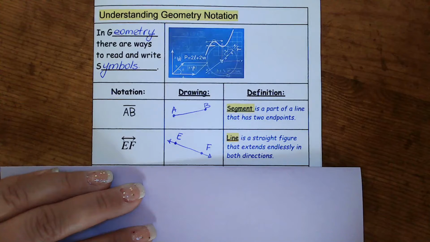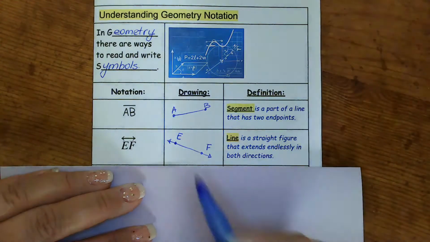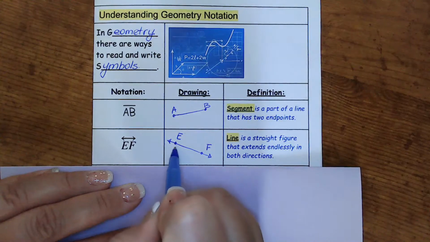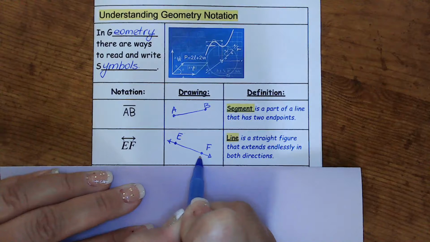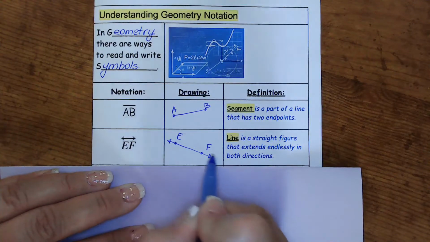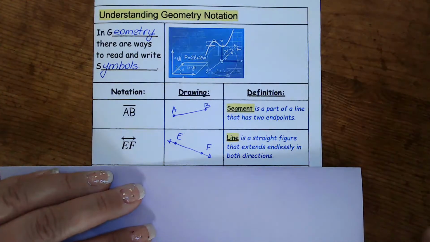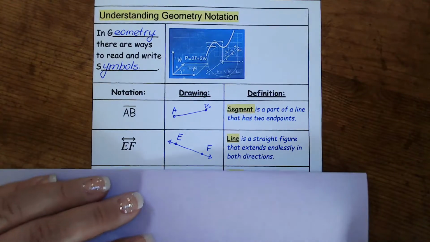Lines don't have a certain measure. We can't measure them. Segments can be part of a line, so we can measure this part between E and F. That would be a segment. But the whole line going through EF is endless in both directions.